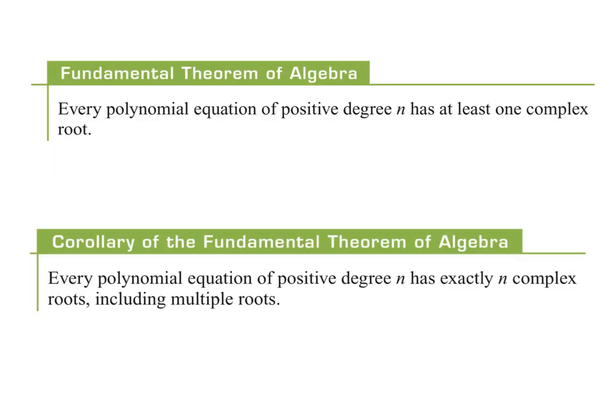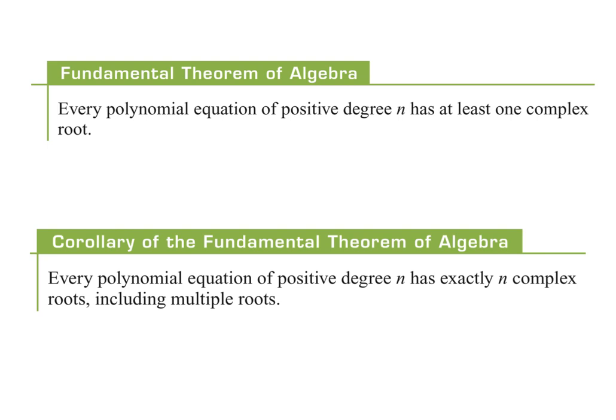Theorems here. To the right of that, we have a picture of mathematician Gauss. He's the first person to prove this theorem. The fundamental theorem of algebra says that every polynomial equation of positive degree n has at least one complex root. Complex meaning real, imaginary, or a combination of the two.